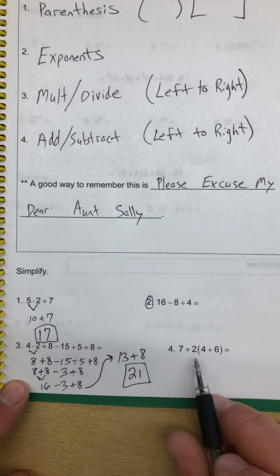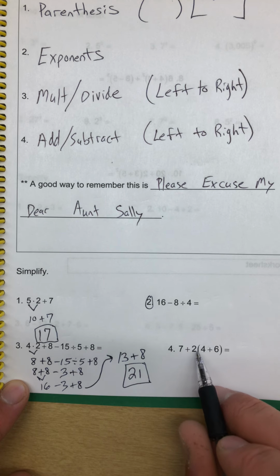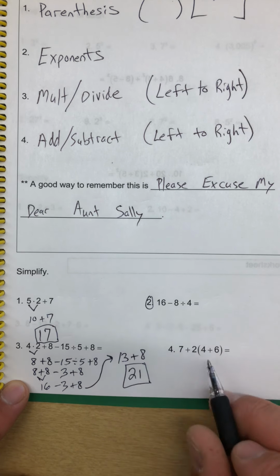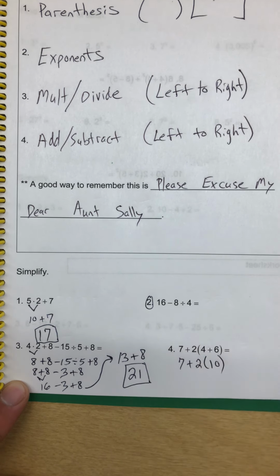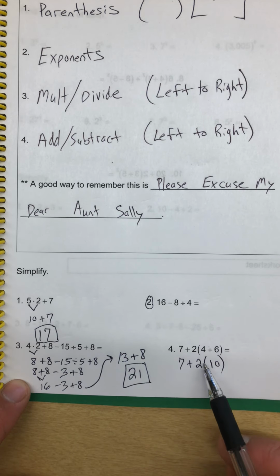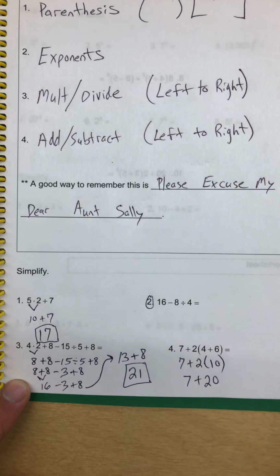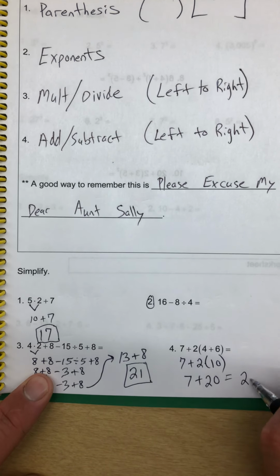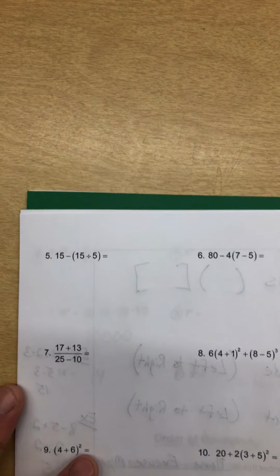You need to do 2 times this parentheses, right? Parentheses mean multiply because there's nothing between the 2 and the parentheses right here. So I'm going to simplify the parentheses. This is 7 plus 2 times 10, parentheses first. Now my operations are addition and multiplication, right? We don't have the times sign, but we have parentheses. So this is 7 plus 20, which is 27. Okay. On the next page, the last page of notes, there's lots of examples. I want you to try a few of these on your own, probably.